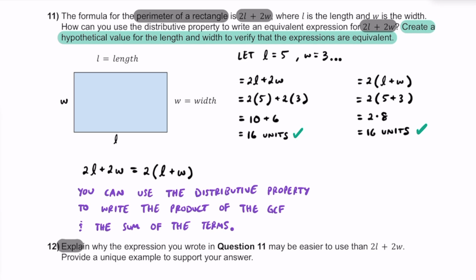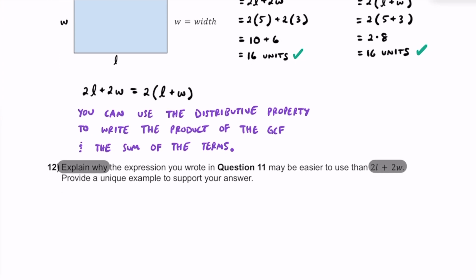Now for number 12, we're going to explain why the expression we wrote in question 11 may be easier to use than this 2L plus 2W. So really we're being asked to compare the expression that we wrote, which is 2 times the quantity of L plus W. They're saying why might this be easier than using the 2L plus 2W that people typically see.